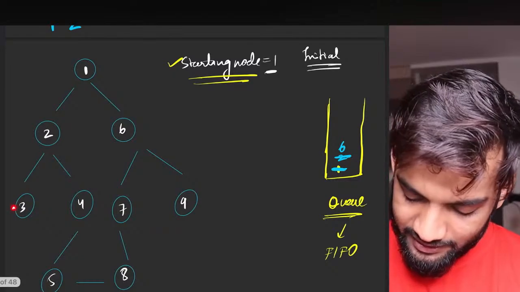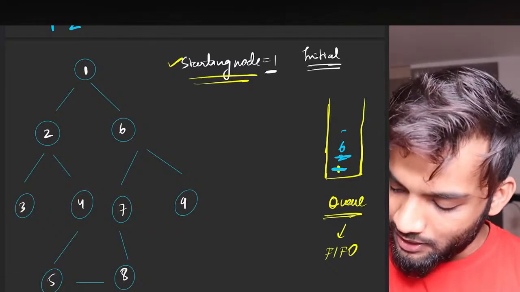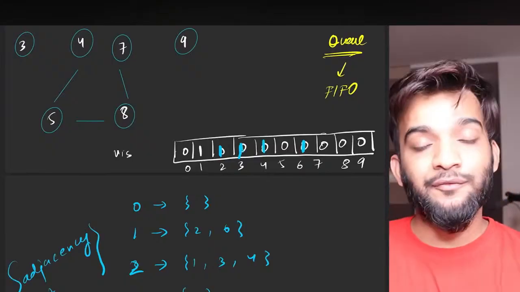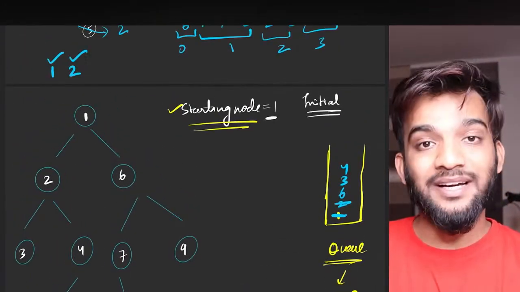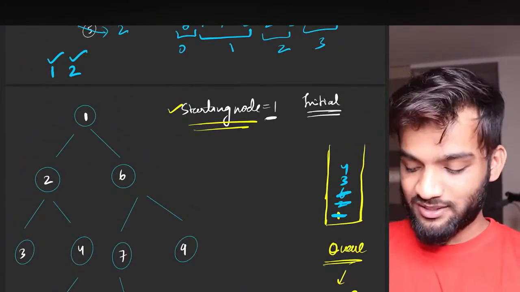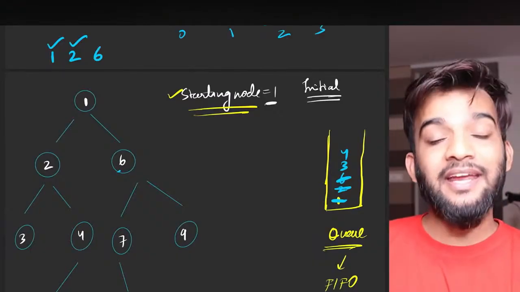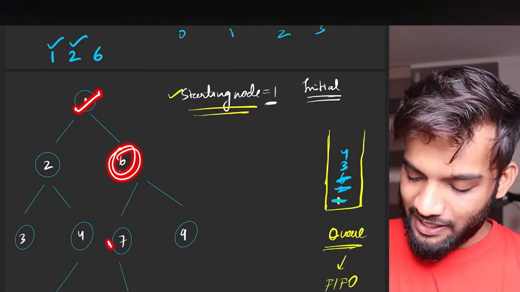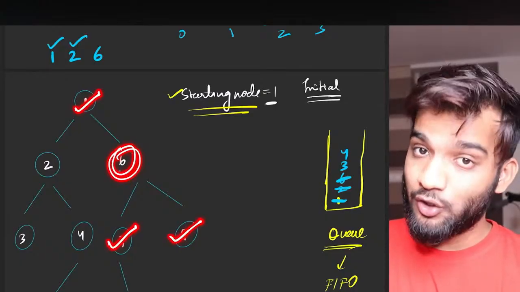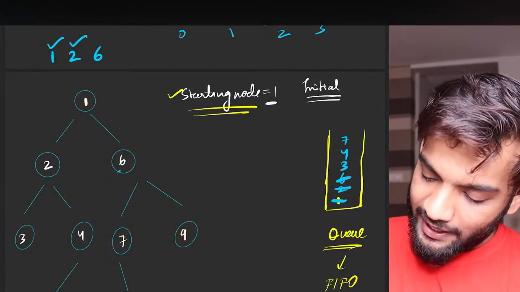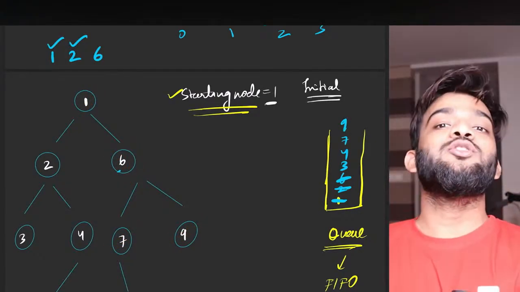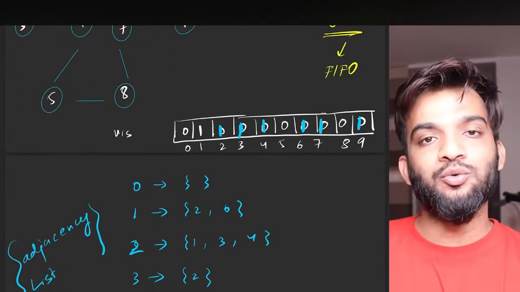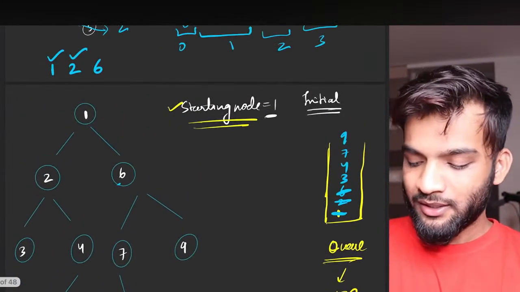Let's check out the next, 3 and 4. You'll just take 3 and 4, put them into the queue, and mark them as visited. Perfect. Next, you take the next element out, 6. Do the same thing for 6. Who are 6's neighbors? 1, already visited. 7, not visited. 9, not visited. So you take 7 and 9, put them into the queue, and mark 7 as true, 9 as true. Perfect. 6 is done.